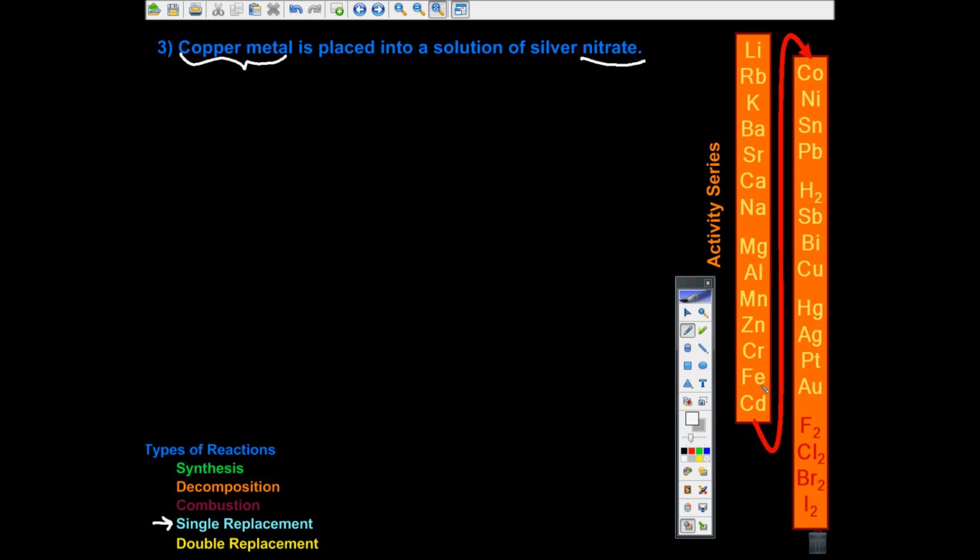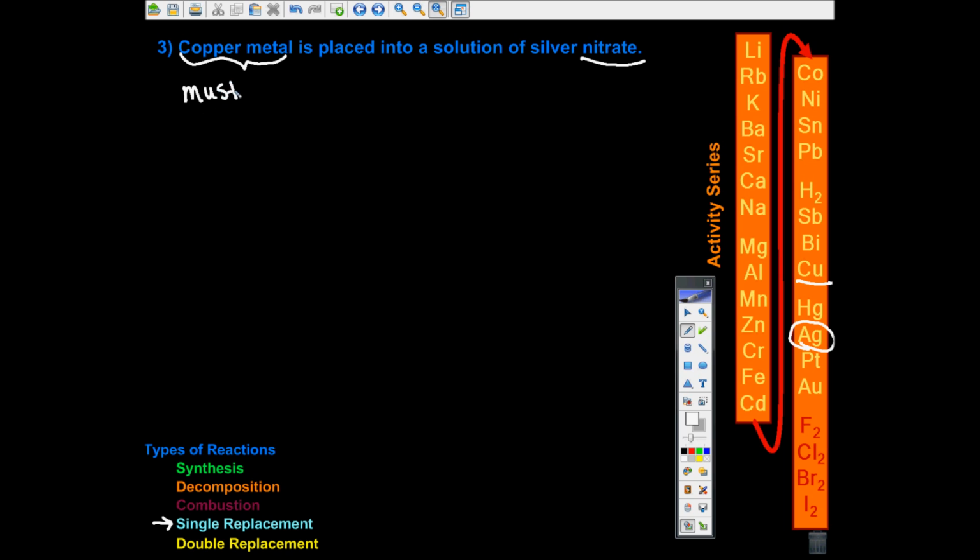So we look on our activity series and we find silver. Silver is right here. And then we look for copper. Copper is right there. So you can see copper is slightly above silver in the series. That means it's more reactive. And because copper is more reactive than silver, that means that nitrate will be more attracted to it. And that's important because if your single metal is not the most reactive, you won't have anything happen.